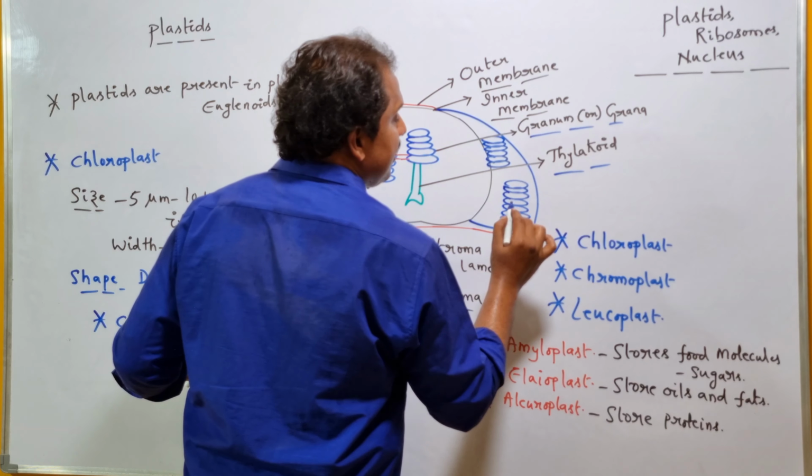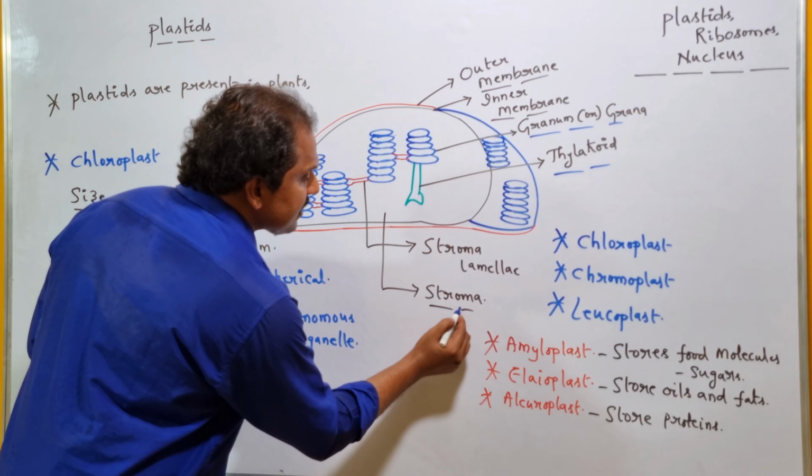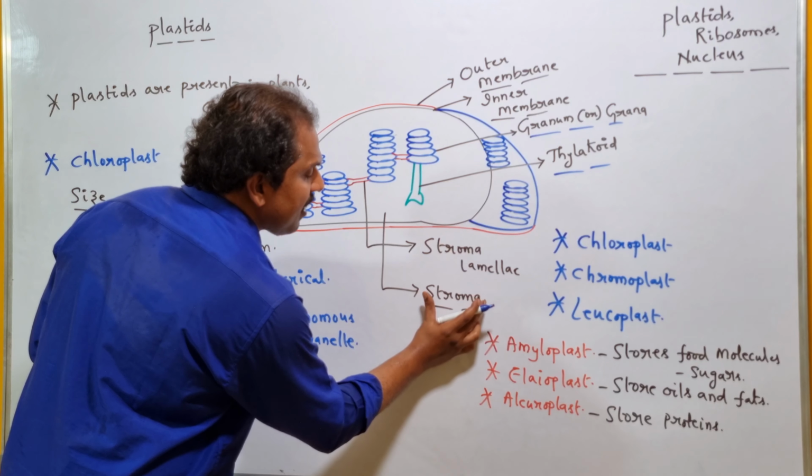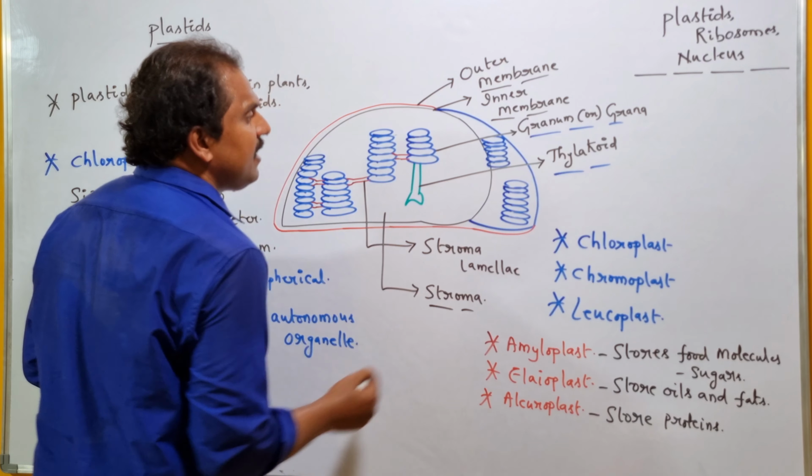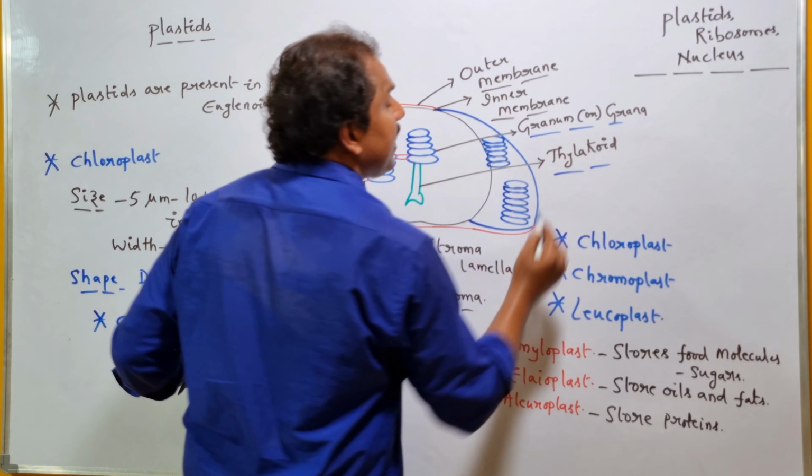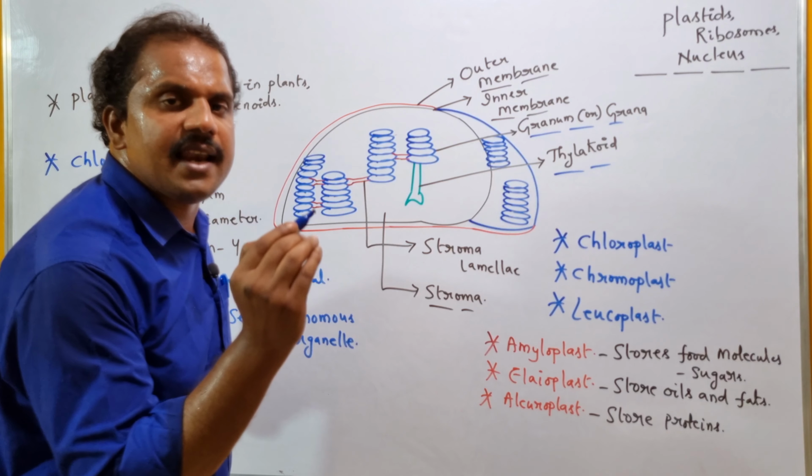In the same way that the stroma acts as a hotspot for organizing the dark reaction, the granum or grana acts as a hotspot for organizing the light reactions.